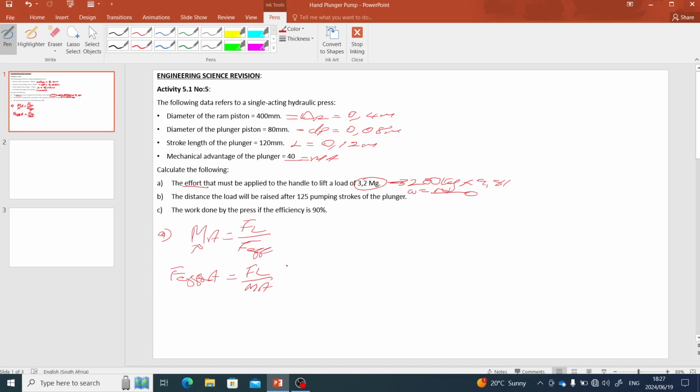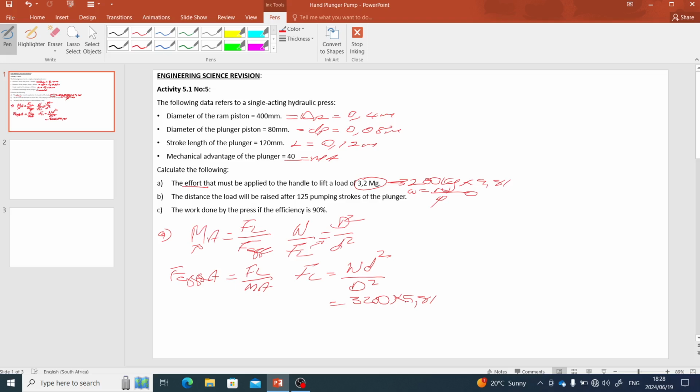Now, in calculating the FL, it will be W over FL equals big D squared over small d squared. Then we need to make FL the subject of the formula. When we cross multiply as well, FL multiplied by big D squared equals small d squared multiplied by W, so FL will be W, small d squared divided by big D squared. Remember our W, it is this one. I didn't calculate it. We'll calculate it as we are calculating the FL. It is 3,200 multiplied by 9.81.